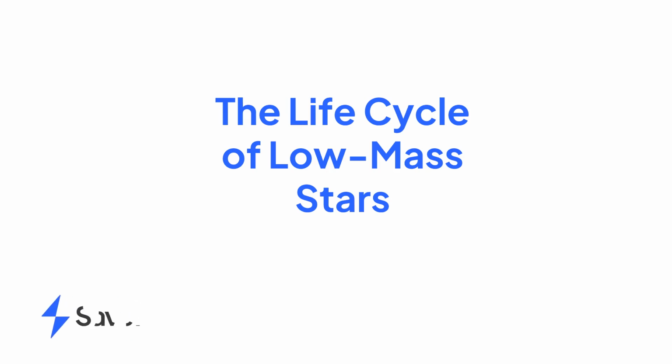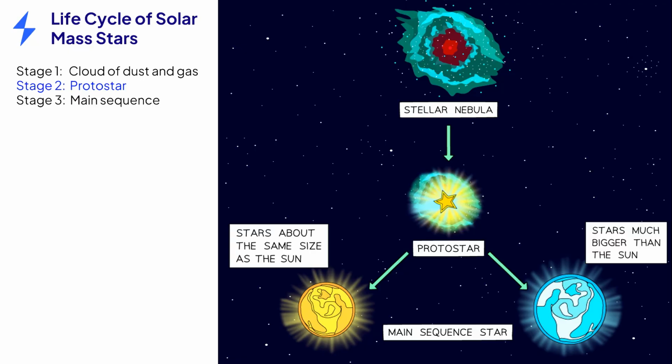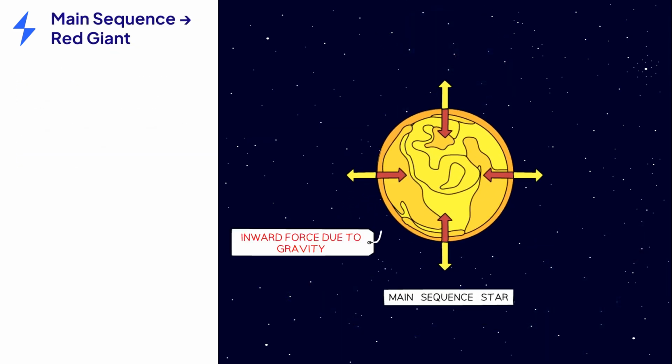This video is about the life cycle of stars which have a low mass, like the Sun. Once a star has formed and become stable as a main sequence star, the remaining stages depend on its initial mass. In this video, we'll look at the life cycle of stars that are about the same size as the Sun.